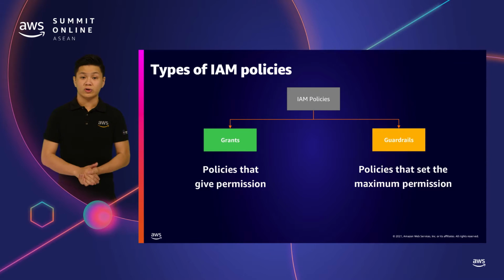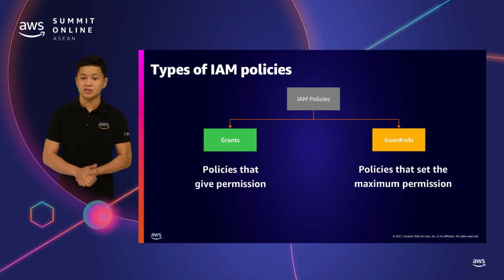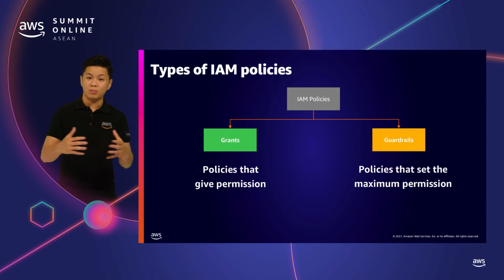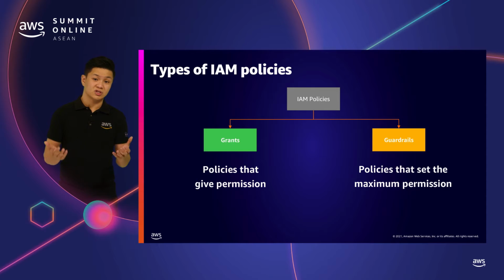And as mentioned, we're going to be talking about several types of IAM policies, and primarily there are 2 main types here: grants and guardrails. Grants are the policies that give permissions, while guardrails set the maximum permission for your accounts or environment. Note that guardrails do not grant any privilege, but narrow down the maximum privilege possible. You can set up a bunch of guardrails that allow permissions, but if you don't have any grants that allow any permissions, the permissions are then denied for the principal.